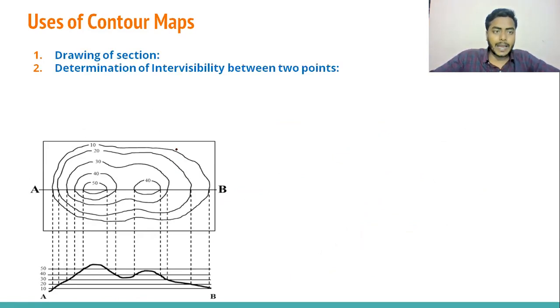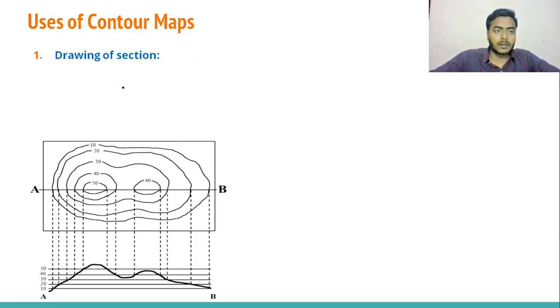Usage of contour maps. The first use is drawing a section. Suppose this is a contour map. By using this contour map, we can draw a cross section. Like you can see in the figure, we cut the section through AB. We are going to draw a cross section at AB.